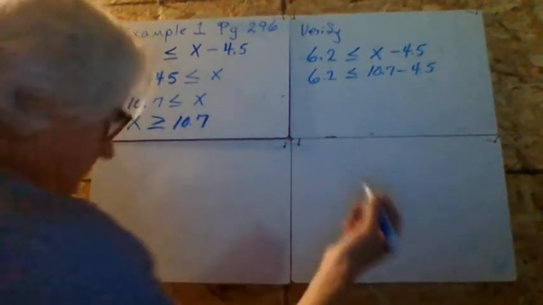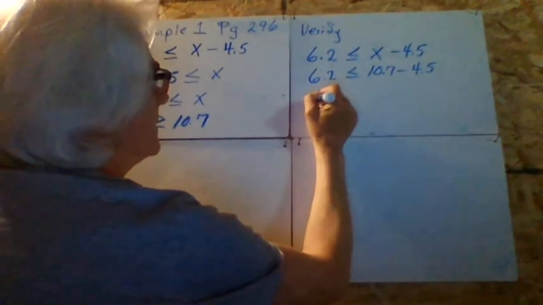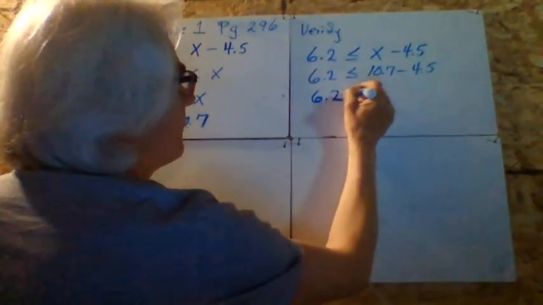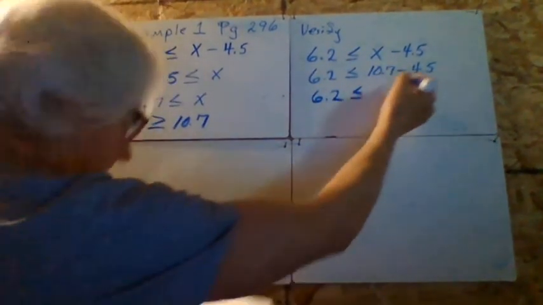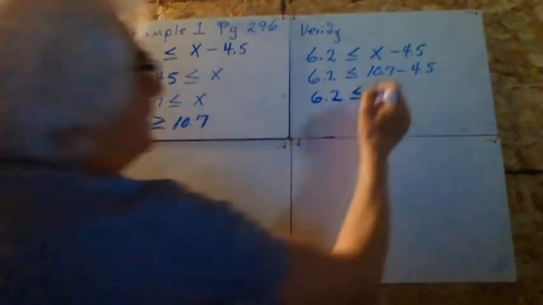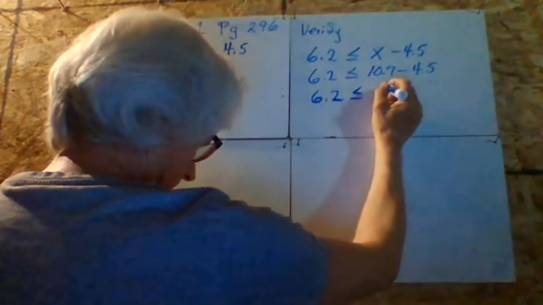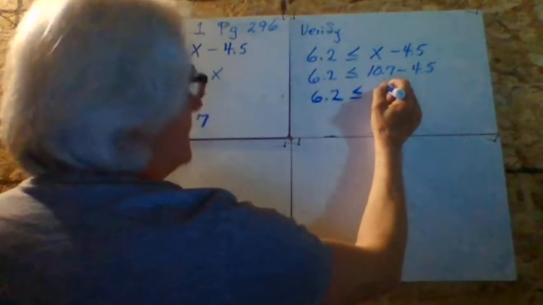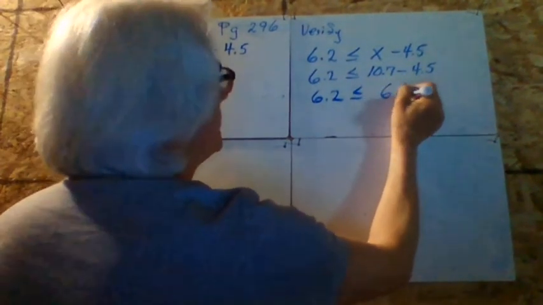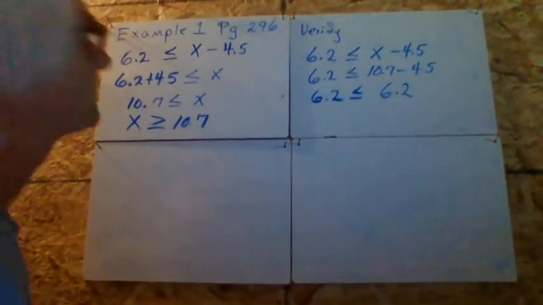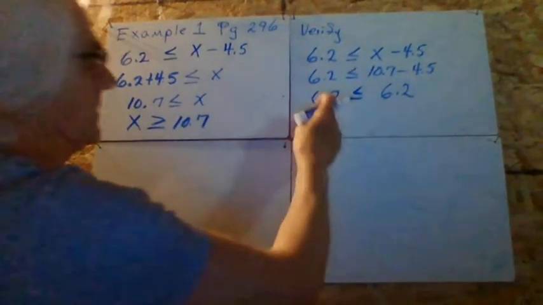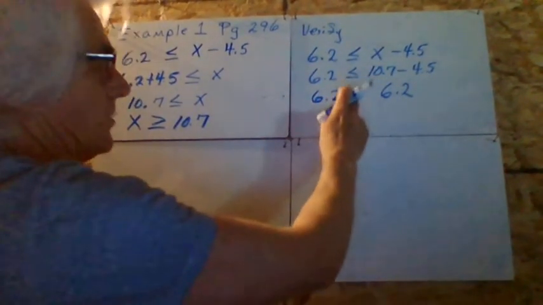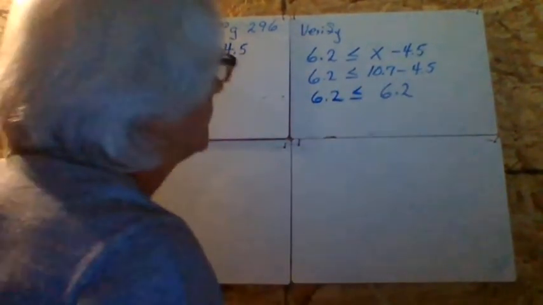So, here I'll have 6.2, 10.7, take away 4.5. Came out to be 6.2. So that works because 6.2 is less than or equal to 6.2.